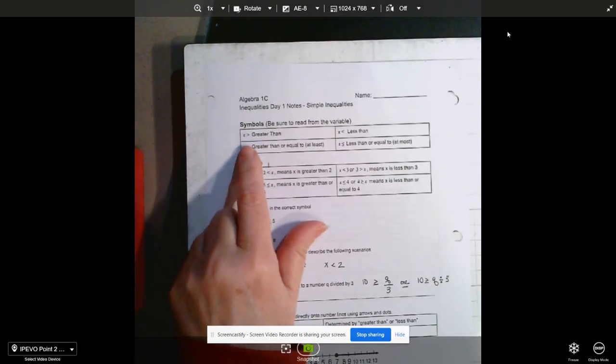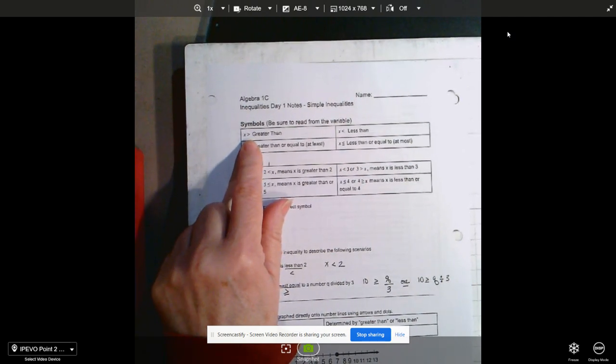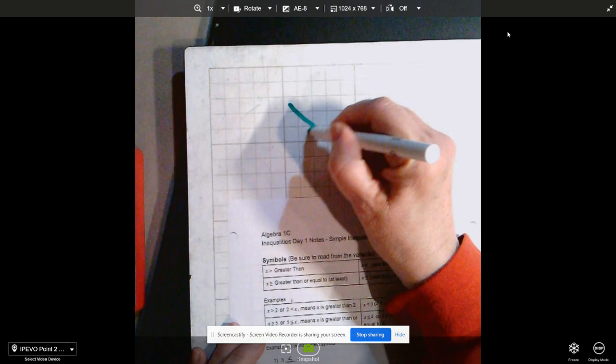All right, so this is Unit 2, and we're talking about inequalities. So first of all, you have a couple of symbols that you need to know about. If you just have this symbol right here, which looks like this, I'll draw it a little bit bigger, that's your greater than symbol.